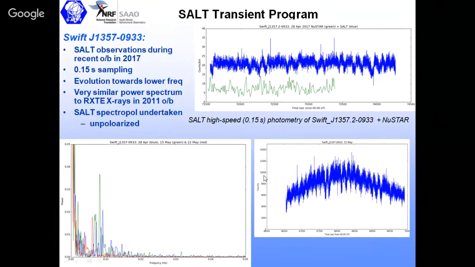And the periodograms of the three observations are shown here. And again, what we see is this around 100 seconds or so QPO moving to lower and lower frequency over time. It was suggested that this obscuring torus model would lead to polarization in the system. And we undertook SALT polarimetry of it, spectropolarimetry, and it's unpolarized. So that doesn't exactly meet with the expectations.